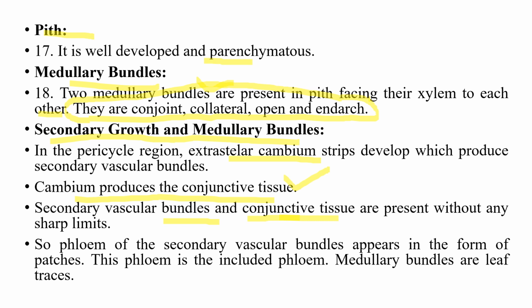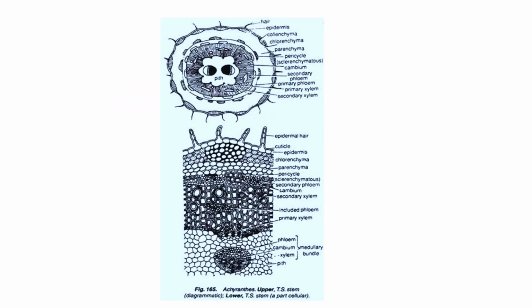Conjunctive tissues are the tissues which are found between two vascular bundles. But in case of this Achyranthes stem, the cambium layer produces conjunctive tissue as well as the secondary vascular bundles. So the phloem of the secondary vascular bundles appears in the form of patches. This phloem is called included phloem, and medullary bundles are leaf traces. So this is the structure of the anomalous secondary growth found in Achyranthes stem.